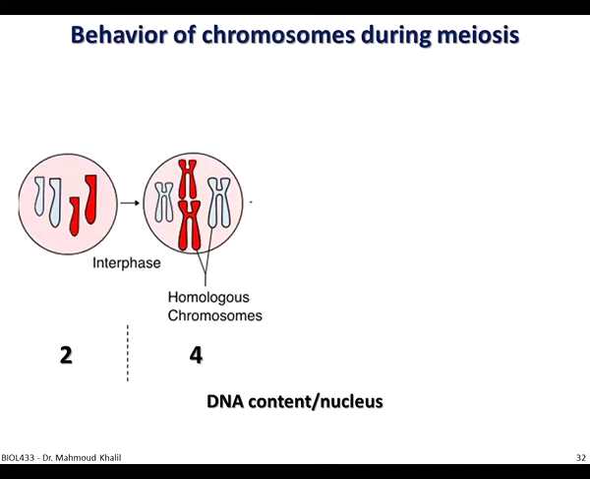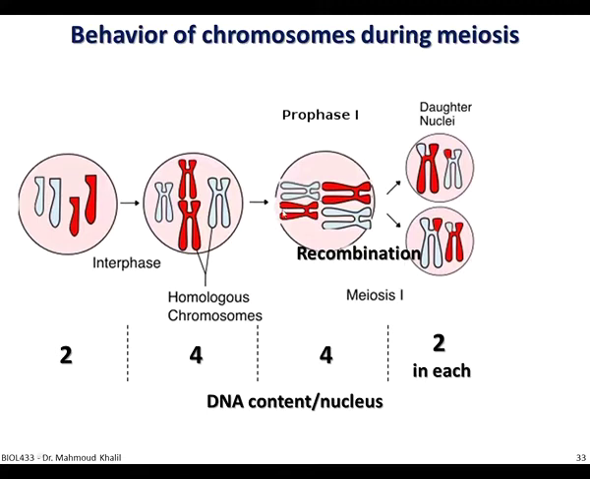Let's see now how is the behavior of chromosomes during meiosis, and we'll take as an example four chromosomes, as you can see here. So in the process of interphase, you can see that there are homologous chromosomes. To understand, these are the DNA contents. So you have two pairs of homologous chromosomes, the red and the blue.